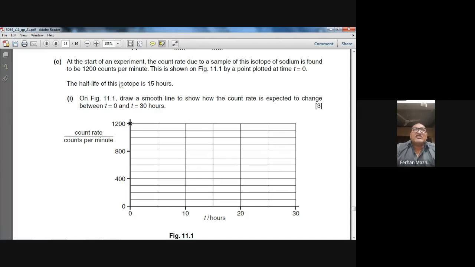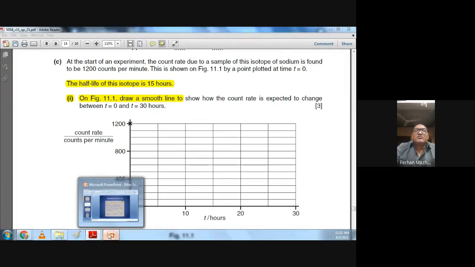So remember these wordings. The half-life is how much? 15 hours. So, when the time is 0, this is 1200. After 15 hours, this 1200 will become half. So it will become 600. And when another 15 hours pass by, 600 will further become half, and it will become 300. So I will put a cross at 15 comma 600, and a cross at 30 comma 300, and then I will join them with a smooth curve.